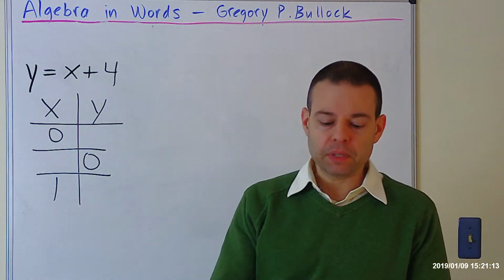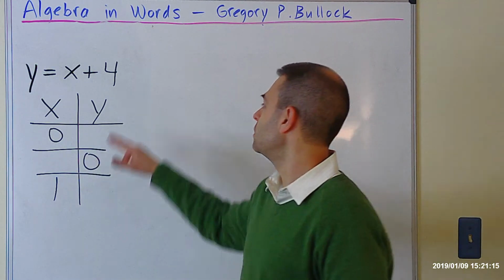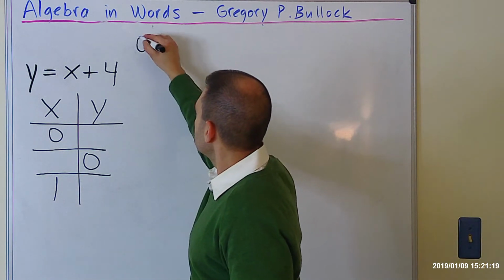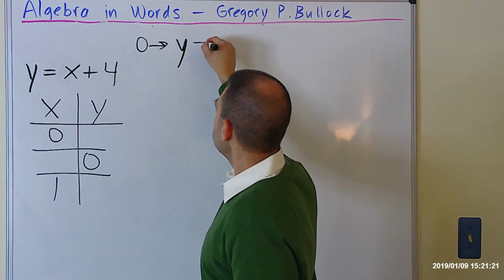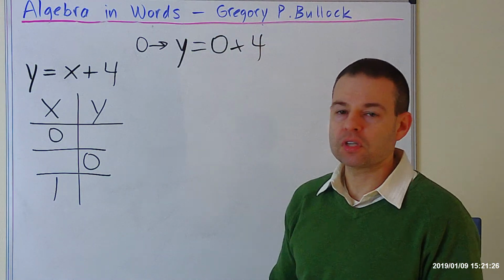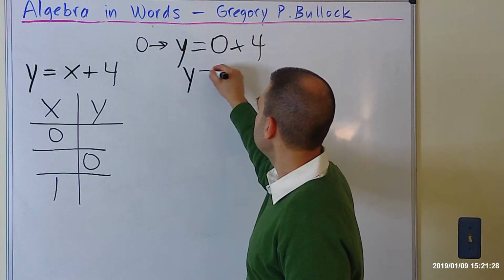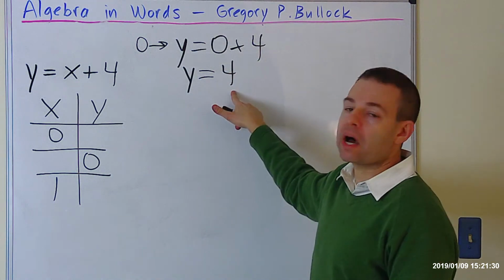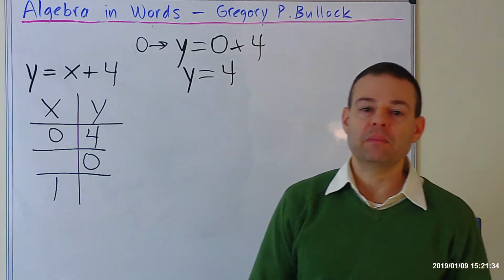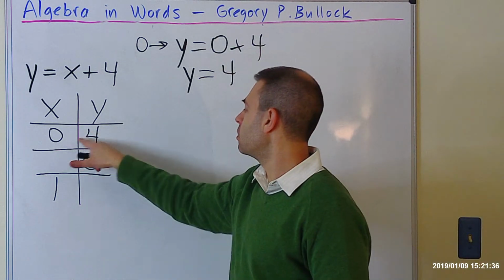Let's start with plugging in 0 for x into the original equation. So I'm going to write y is equal to 0 plus 4. If you simplify, we get y equals 4. I got y equals 4. I'm going to put that 4 into the table. That's our first point, 0, 4.